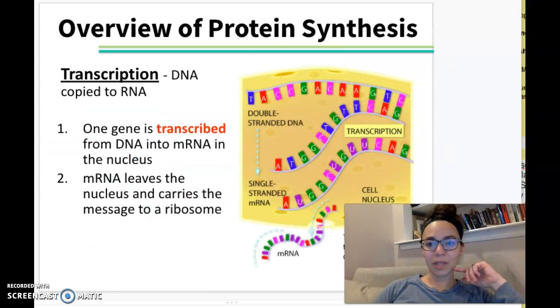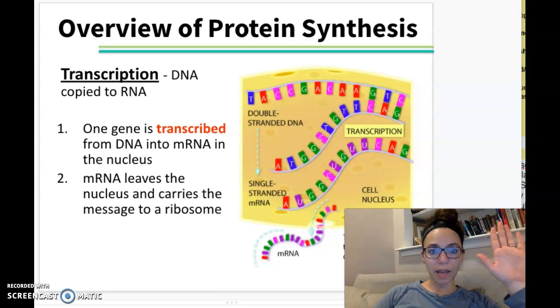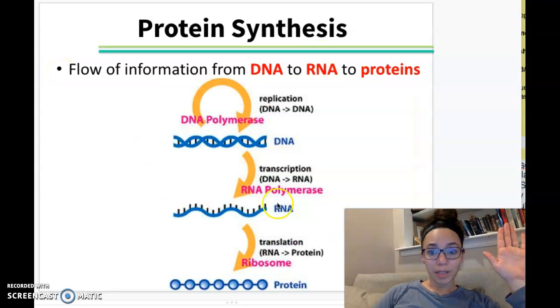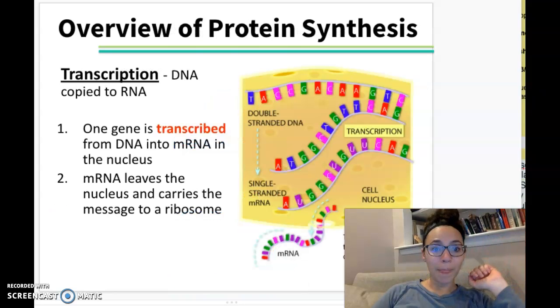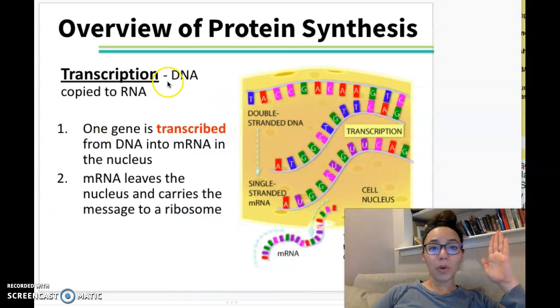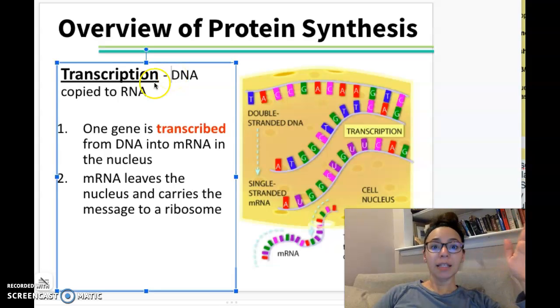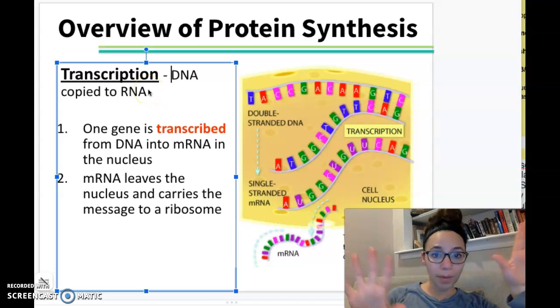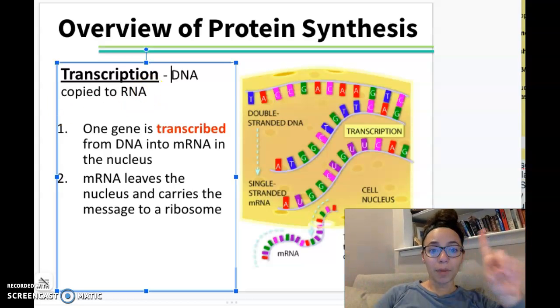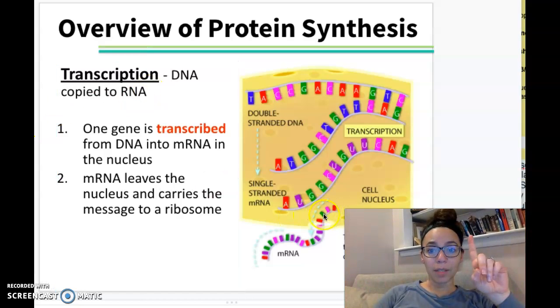Okay, so let's see more specifically how this happens. Starting with the process called transcription, right? If we go back here, that's going from DNA to RNA, really simple. DNA is getting copied into RNA. Only one gene. We're not copying all the chromosomes again. We're copying one gene into an RNA message.